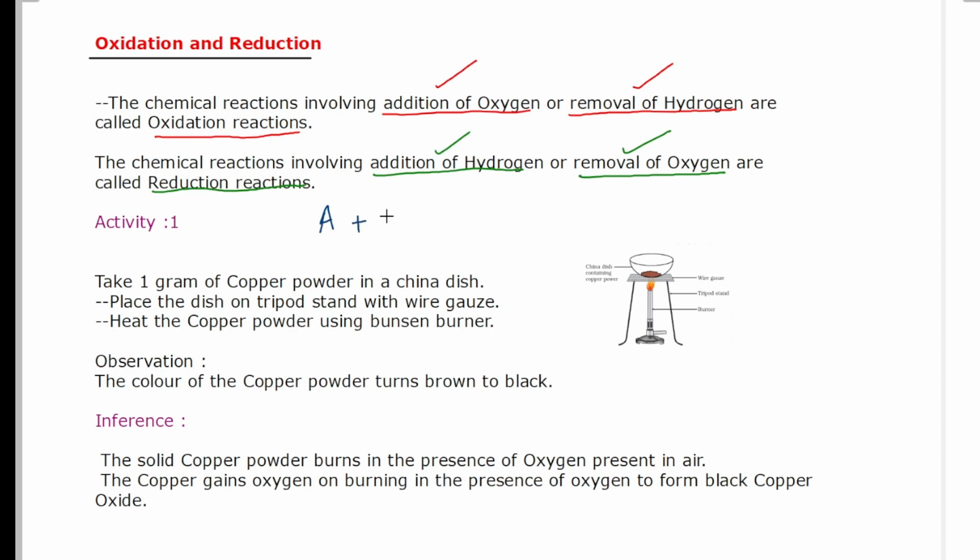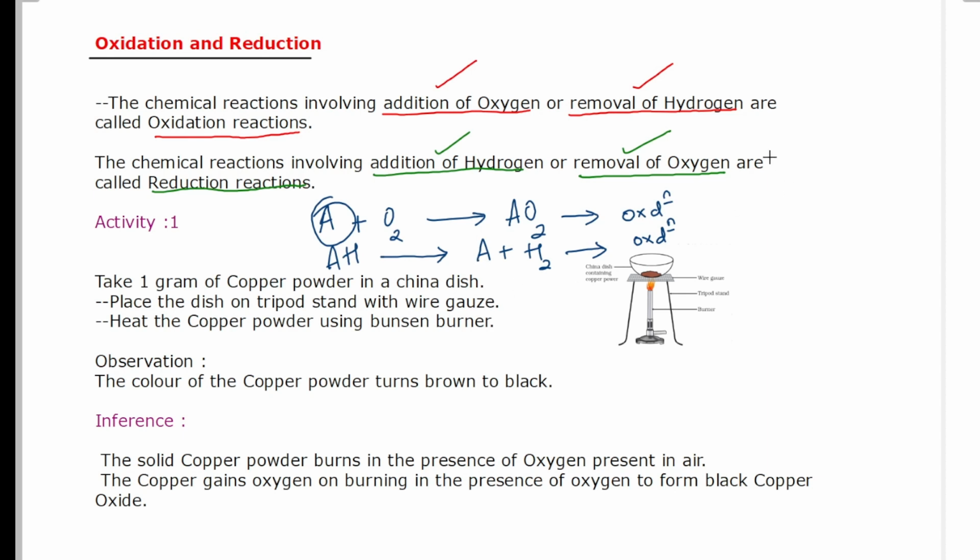this is a reactant which reacts with oxygen to form AO2. This is just the general form. This is not a particular example. Here there is addition of oxygen to this reactant. We term such reactions oxidation reactions. Also, if there is removal of hydrogen from the reactant, then also we term it an oxidation reaction because there is removal of hydrogen here.